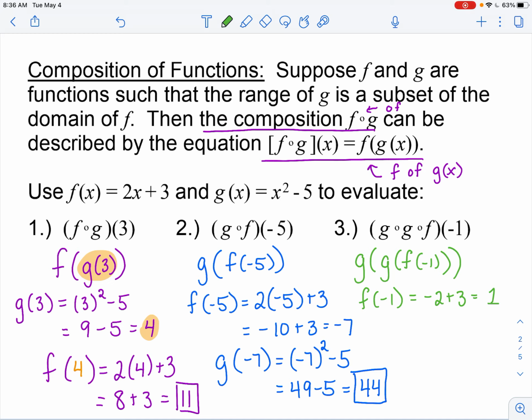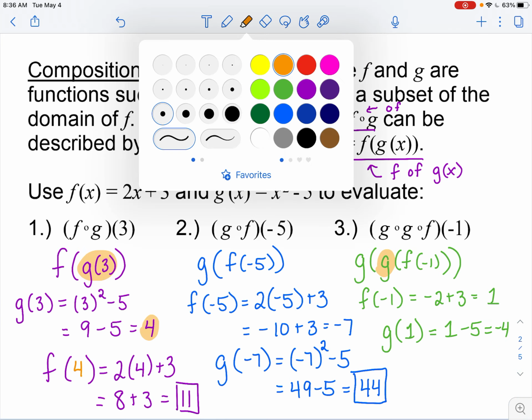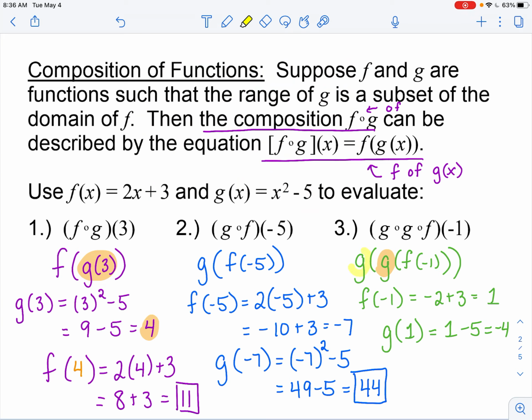The next step is right here. I'm now going to work on the first g. So g of 1 is going to be equal to 1 squared, which is 1, minus 5. That comes out to negative 4. And now I'm going to take a look at doing this g out here. That's going to give me g of the result I just got, negative 4. Negative 4 squared is 16. 16 minus 5 is 11 again. So all these answers happen to be multiples of 11.